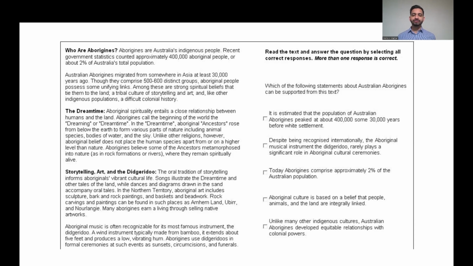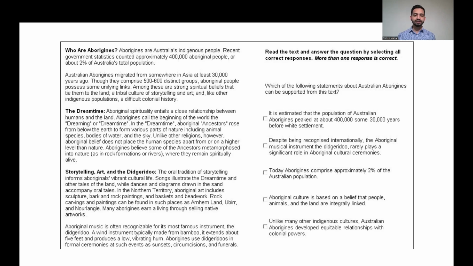Now we're going to discuss it together. So the prompt, first things first, we're going to look at the prompt. Which of the following statements about Australian Aboriginals can be supported from the text? So again, it's talking about whether these statements are true, isn't it? In other words, that's what it's asking for us to do.